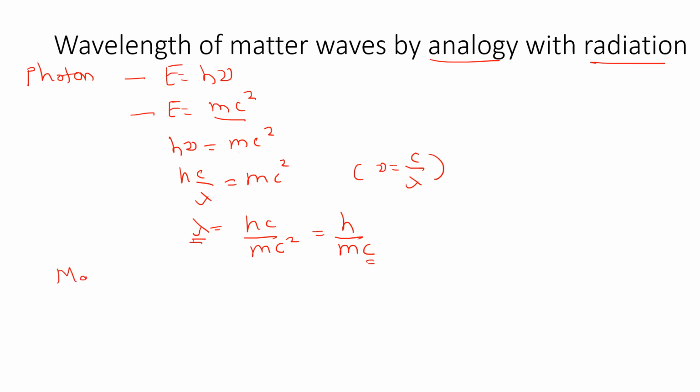So for a matter particle of mass m moving with velocity v, this wavelength of matter waves will be given by h upon mv. Here the photon was traveling with velocity c. Now the matter particle cannot travel with velocity c, its velocity is v. So we want here to treat photon and a matter particle equally, right? So the wavelength of matter waves comes out to be equal to h upon mv.